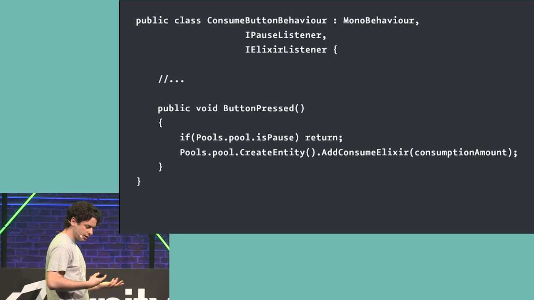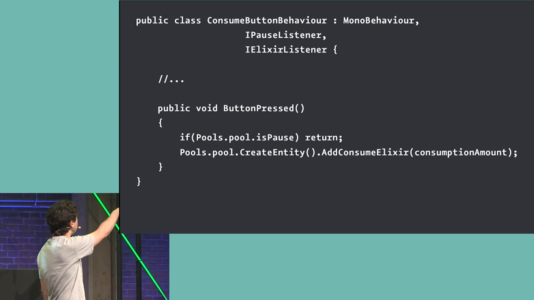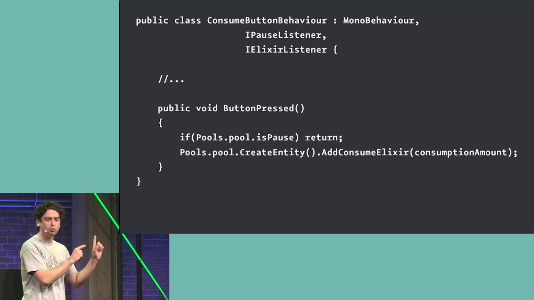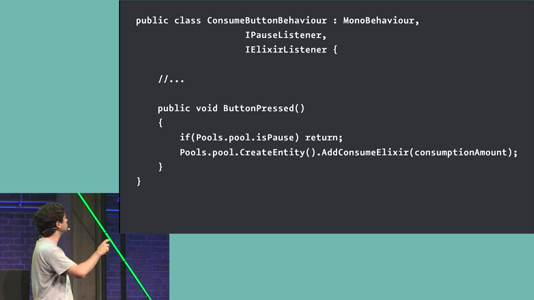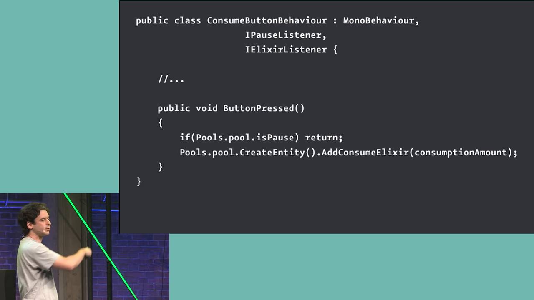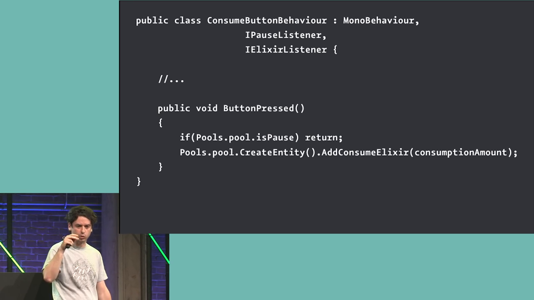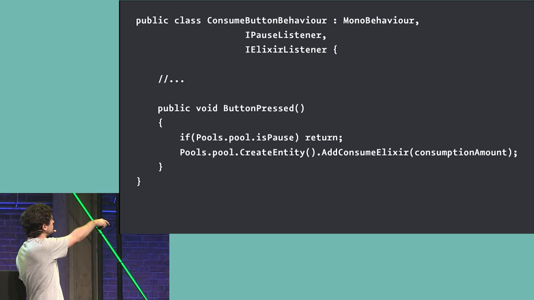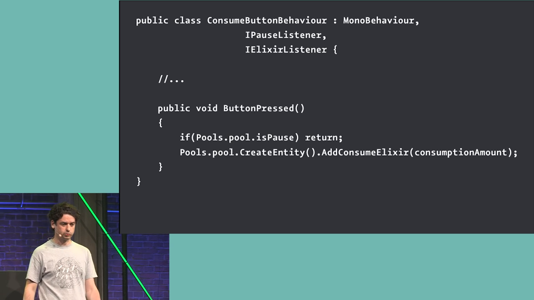And in order to be able to do this, we have this consume button behavior, which is a MonoBehaviour which implements IPauseListener and IElixirListener. I will talk about them in 10 minutes. Now I would like to concentrate more on this button press method, which will be called when you press the button. And in this case, what we do is we create an entity and add the consume elixir consumption amount.